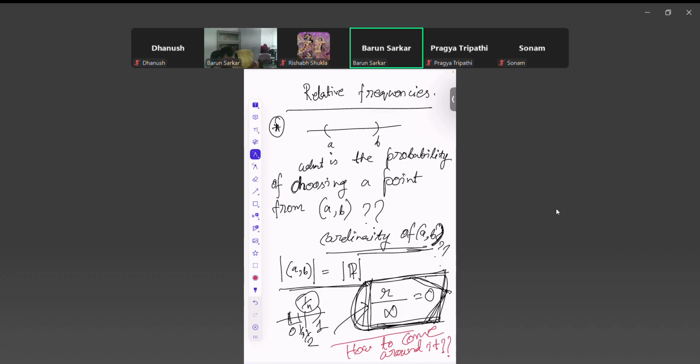So how do we go about it? The relative frequency definition we are discussing is giving us some trouble in choosing a point, because R is infinite, it's uncountable, and any interval you take has infinite cardinality. So now the question is how to overcome these difficulties. Anyone, any idea? No, sir. Okay, we'll discuss this.